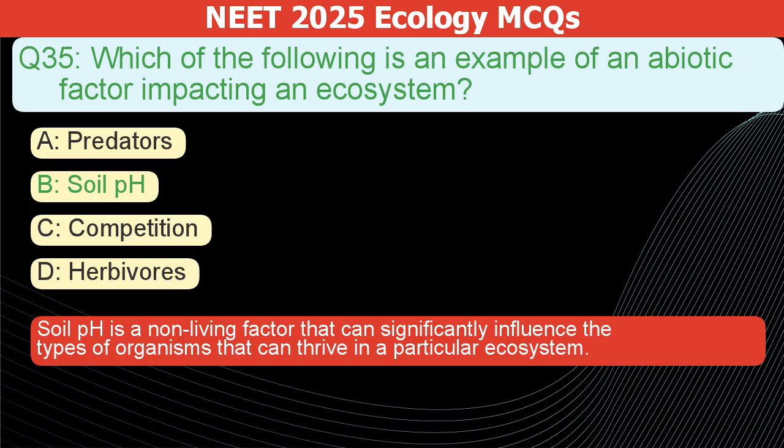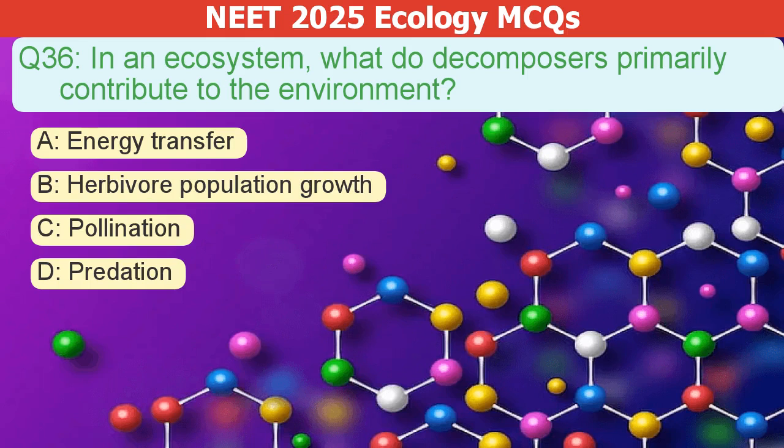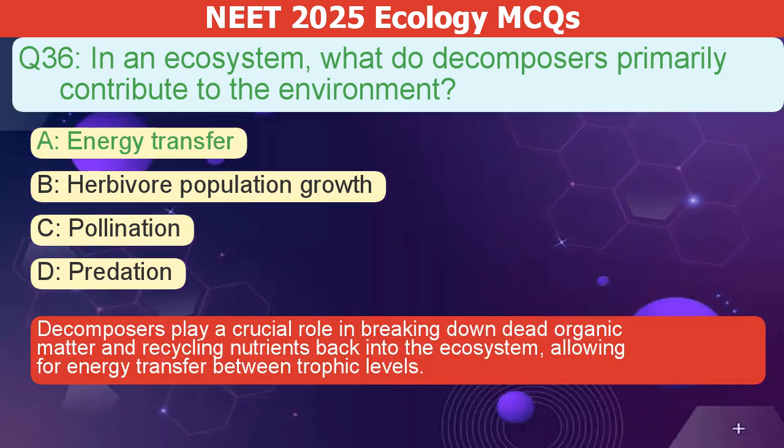In an ecosystem, what do decomposers primarily contribute to the environment? A. Energy transfer. B. Herbivore population growth. C. Pollination. D. Predation. The correct answer is A. Decomposers play a crucial role in breaking down dead organic matter and recycling nutrients back into the ecosystem, allowing for energy transfer between trophic levels.